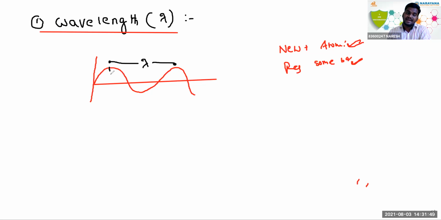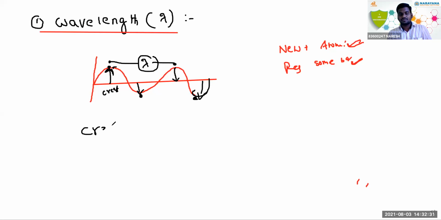Generally the point of maximum upward displacement is called a crest. The point of maximum downward displacement is called a trough. So what is wavelength? The distance between any two successive crests or any two successive troughs is called wavelength.